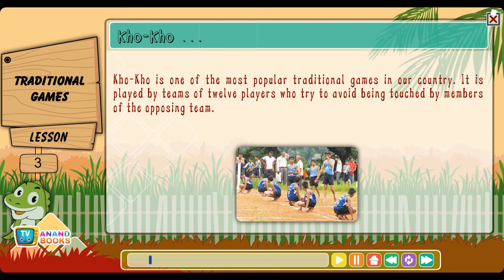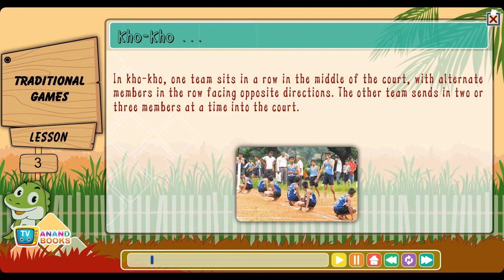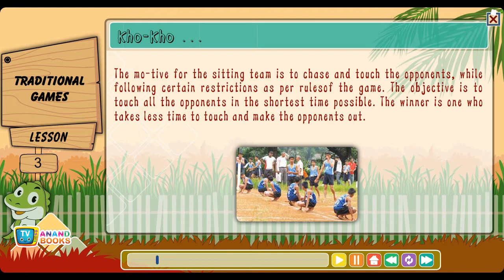In Kho-Kho, one team sits in a row in the middle of the court with alternate members in the row facing opposite directions. The other team sends in two or three members at a time into the court. The motive for the sitting team is to chase and touch the opponents while following certain restrictions as per rules of the game. The objective is to touch all the opponents in the shortest time possible. The winner is the one who takes less time to touch and make the opponents out.